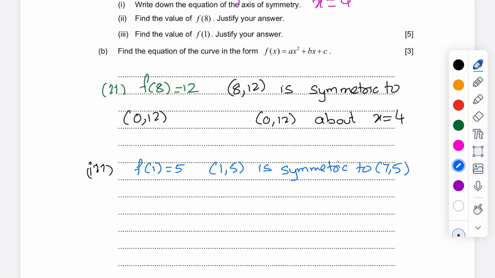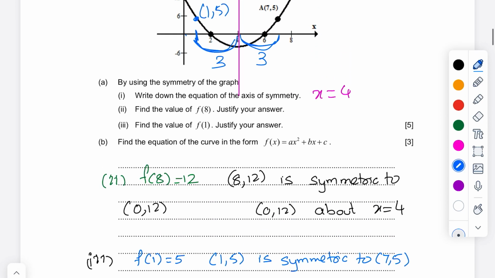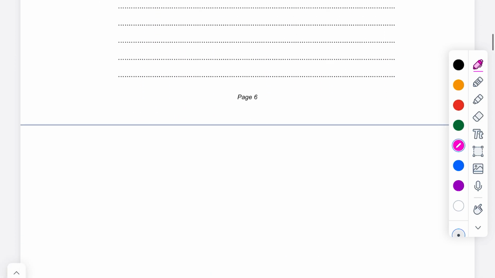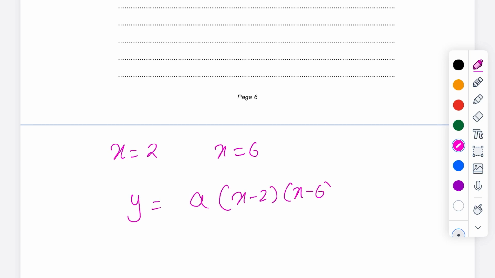Now part B, find the equation of the curve in f of x equals ax squared plus bx plus c. So for finding the equation of the curve, we know points: 0, comma 12, another point is 1, comma 5, then 7, comma 5, and 8, comma 12. So we know 4 points. And it is passing through 2 comma 0 and 6 comma 0, which are the roots. So x equals 2, x equals 6 are the roots. So basically it should be y equals a times x minus 2 times x minus 6.